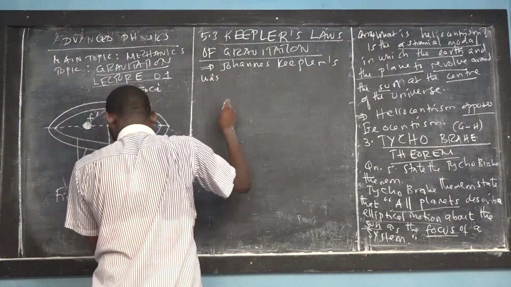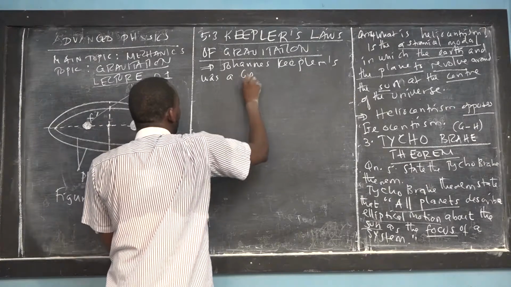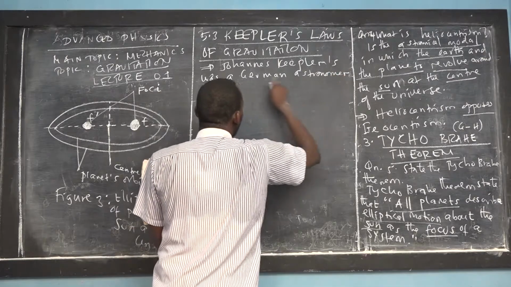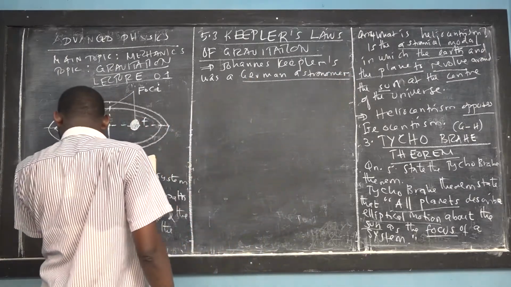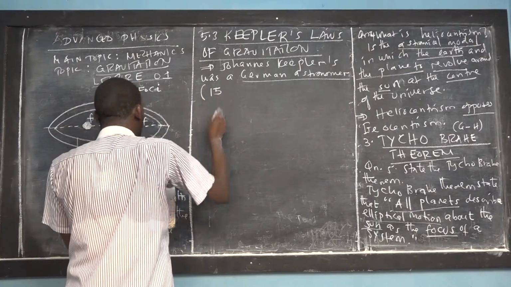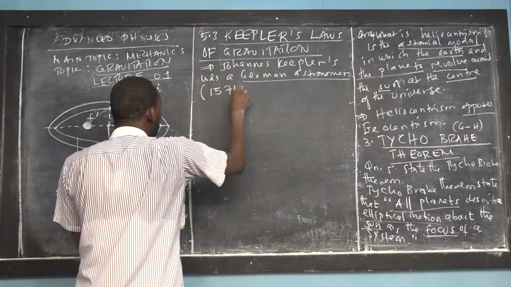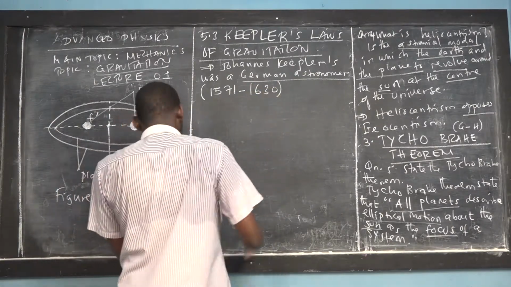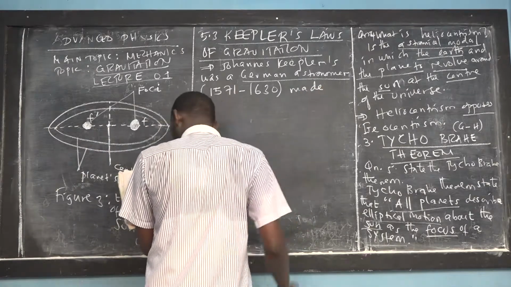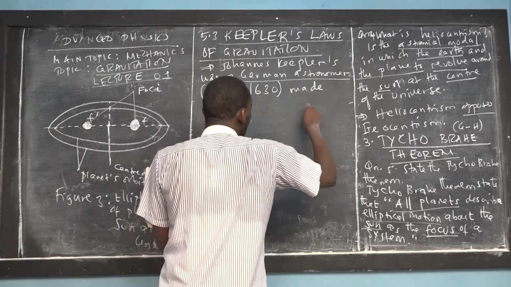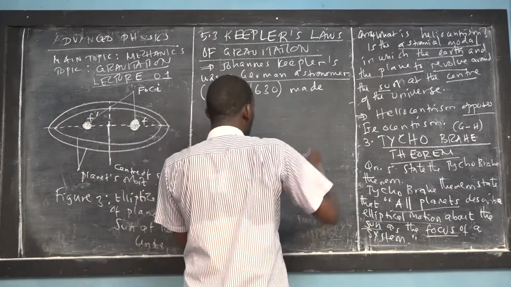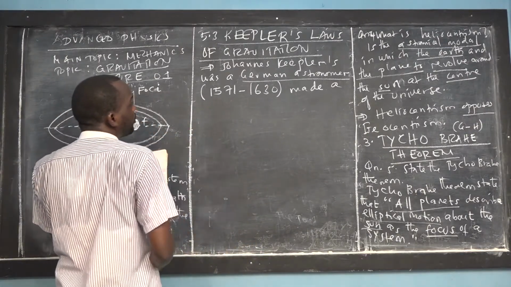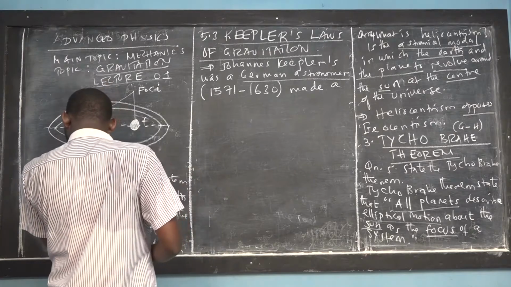Johannes Kepler was a German astronomer. He was born in 1571 and lived until 1630, but he left a mark, he left a legacy on the planet. Even today we are studying his ideas. He was a German astronomer who made a detailed study of the motion of the planets.